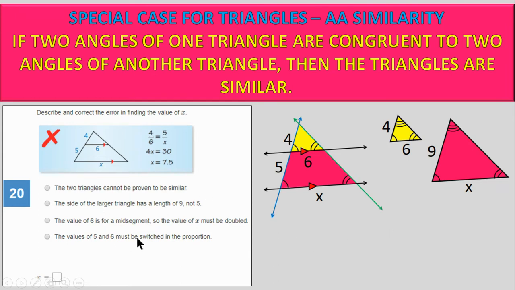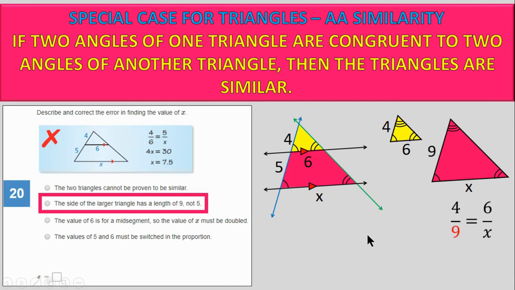So the first part of problem number 20 is to choose the answer that says the side of the larger triangle has a length of 9, not 5. The second part of the problem is they want us to find the length of side x. So I'm going to write a proportion. 4 over 9, which are corresponding sides, equals 6 over x, which are corresponding sides.